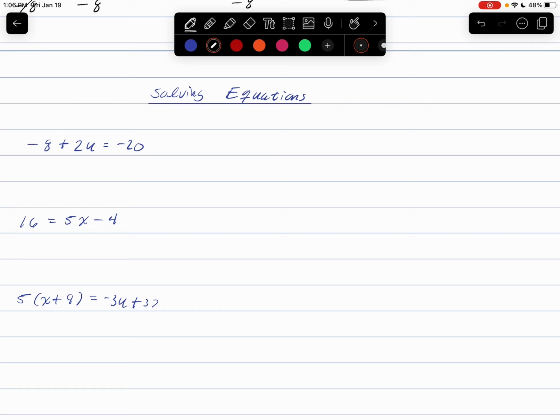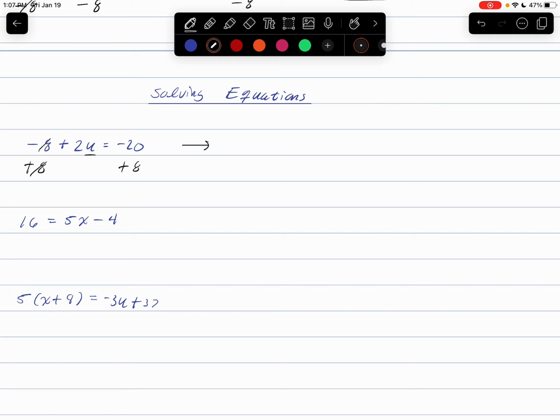Okay, so just like before, our whole goal here is that we want to isolate the variable, in this case it's u, all by itself. So we want to start moving things around so that we can get u all by itself. So let's start by adding 8 to the left-hand side here. And remember, since we added it to the left, we also have to add it to the right. That's going to allow us to cancel this -8.